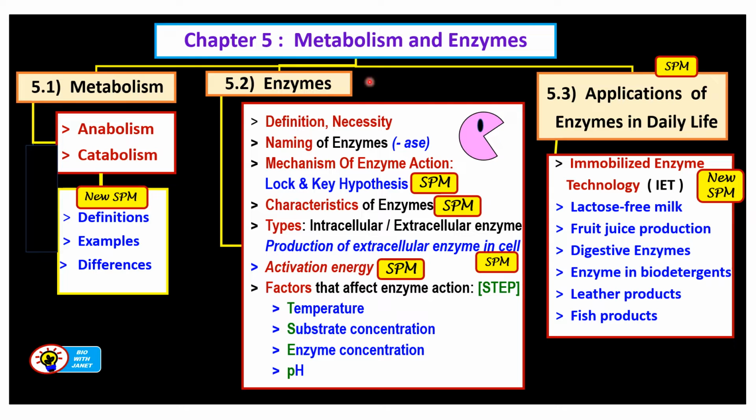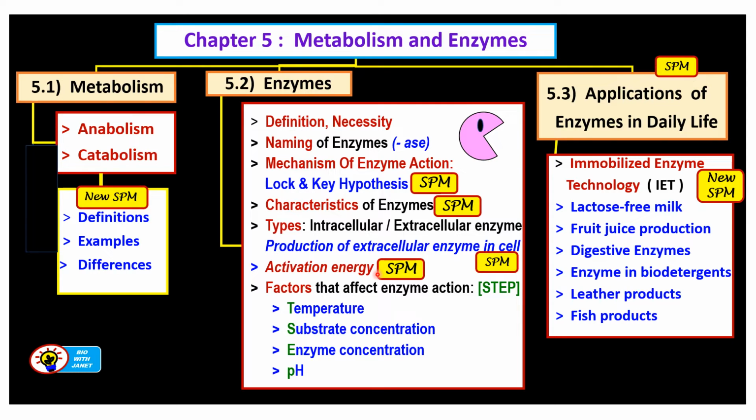Under 5.2 Enzymes, we have to know the definition of enzymes, the necessity for having enzymes in the body, then the naming of enzymes, which usually end with the letters ASE. Then the mechanism of enzyme action, a very popular SPM question, using the lock and key hypothesis. Next are the characteristics of enzymes, usually asked in structured questions, and then the types of enzymes: intracellular enzymes and extracellular enzymes, and their production in the cell.